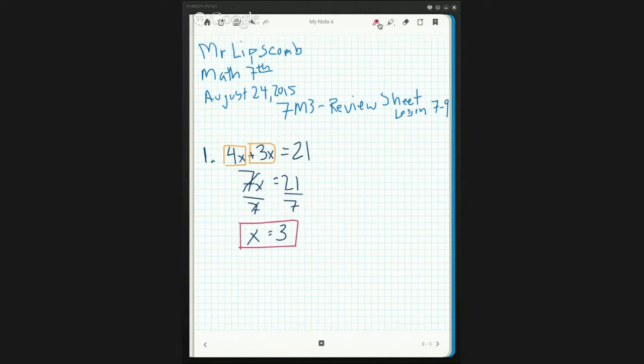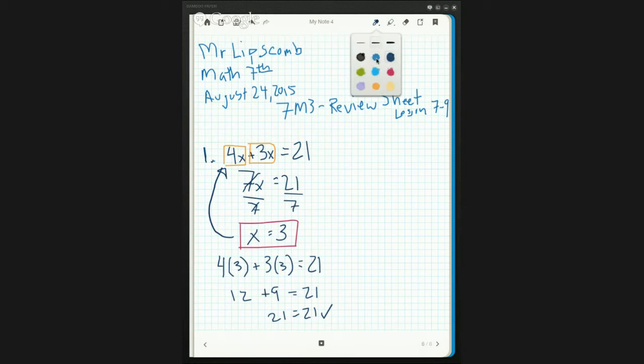And the final step that we're going to do is check our work. Because x is 3, not all math problems lend themselves to checking work, but many do. So I'll say, oh, well, I can check my work. I can plug a 3 in for x, and I can say, does 4 times 3 plus 3 times 3 equal 21? Does 12 plus 9, as I simplify, 4 times 3 is 12, 3 times 3 is 9, equal 21? And the answer is yes, 21 equals 21. Check.